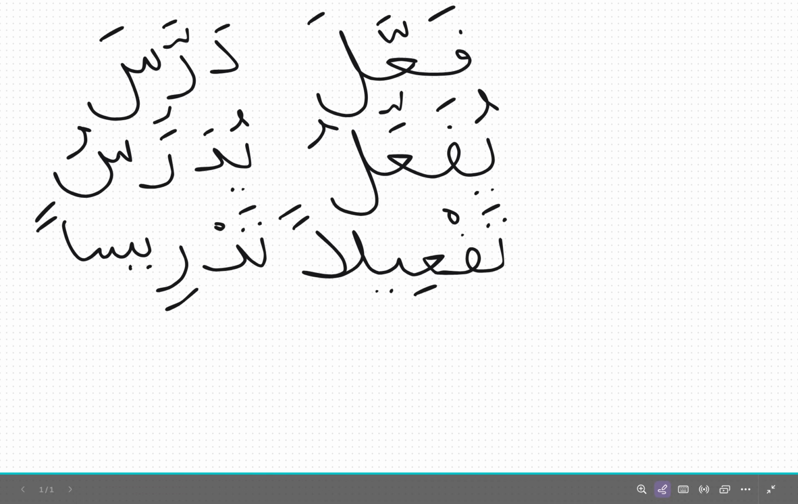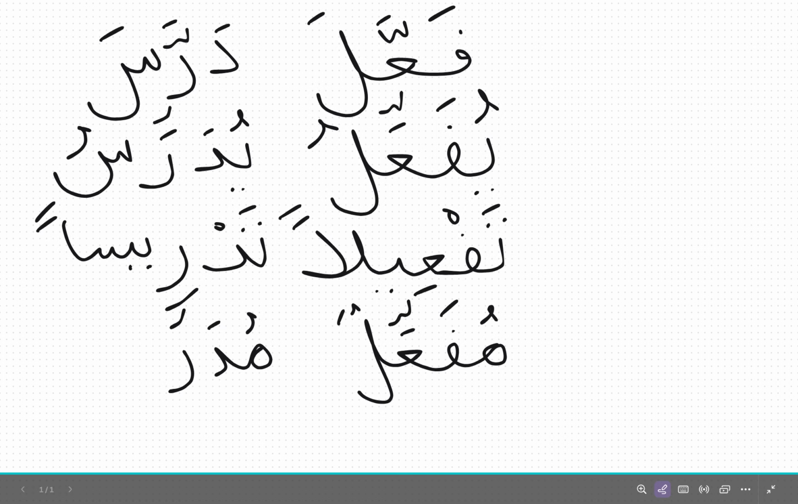The ism maf'ul will be what? Mufa'il. Mufa'ilun. So you say what? Mudarrisun. Mufa'ilun, mudarrisun, mukharrijun, mujallisun. All of these, you'll see that they follow the same pattern, but this is outside of the first pattern, because the first pattern that we're going through, obviously, we're dealing with right now.